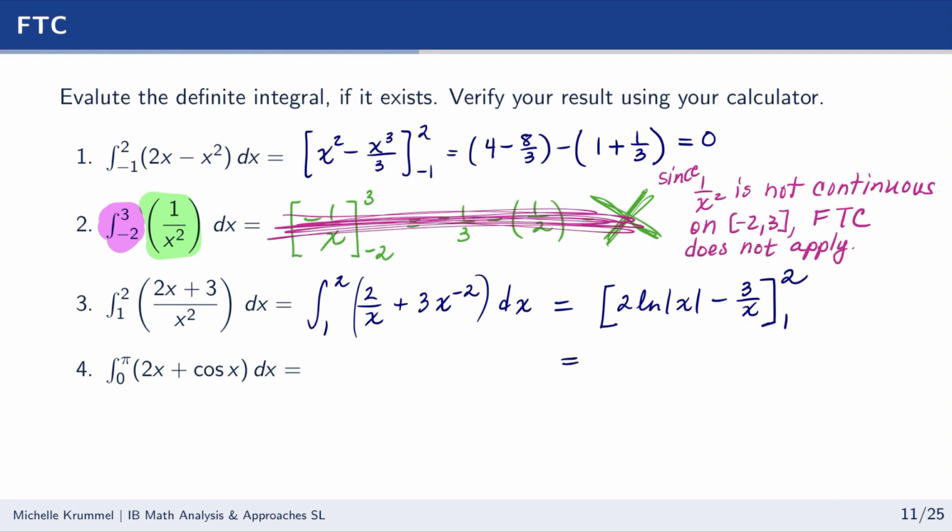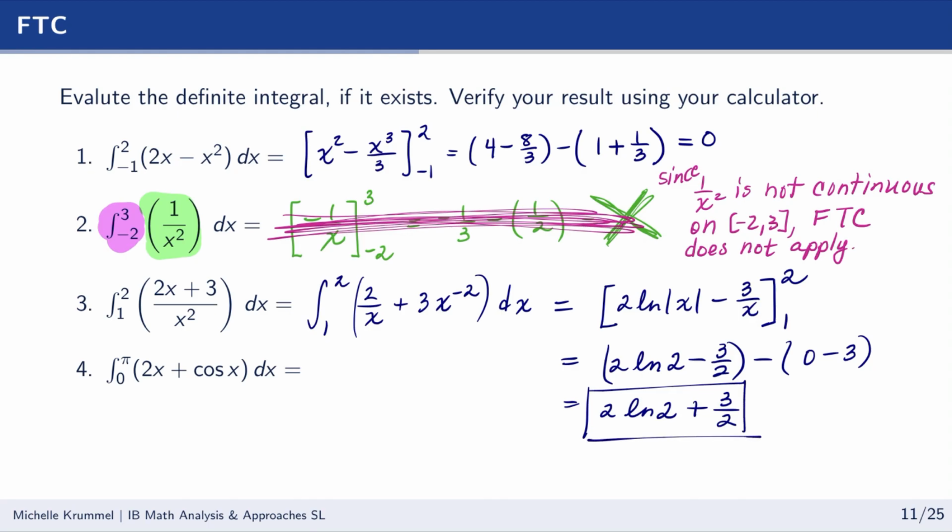So first we sub in 2, we get 2 ln 2 minus 3 over 2, minus, now we're going to sub in a 1. 2 times the natural log of 1, well the natural log of 1 is 0, and 2 times 0 is 0. So we get 0 minus 3 over 1, which is 3. And simplifying this, we get 2 ln 2, minus 3 halves plus 3. 3 minus 3 halves is positive 3 halves. And that would be the exact value.